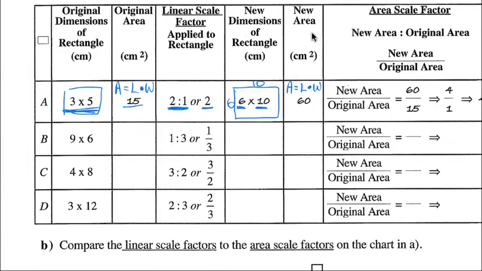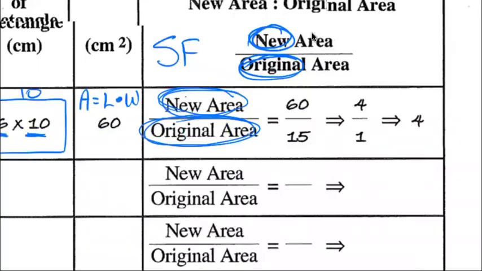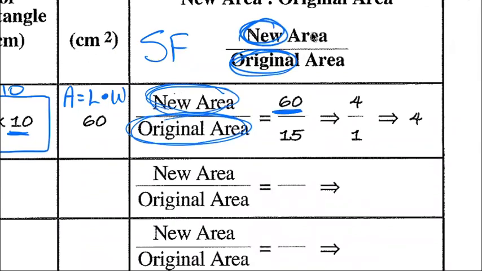Now we're going to look at the comparison between our new area over our original area. That's our scale factor, right? Scale factor, new over original. So our new area was 60. Our original area was 15. That reduces, they both divide by 15, to 4 over 1, or just 4.